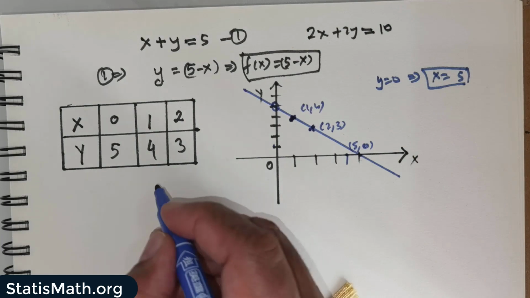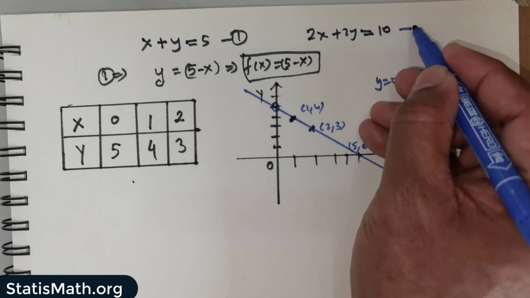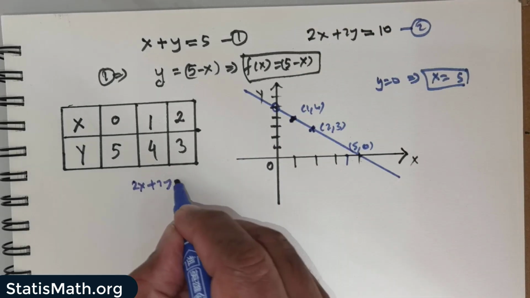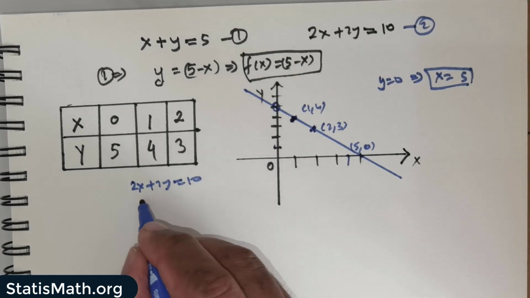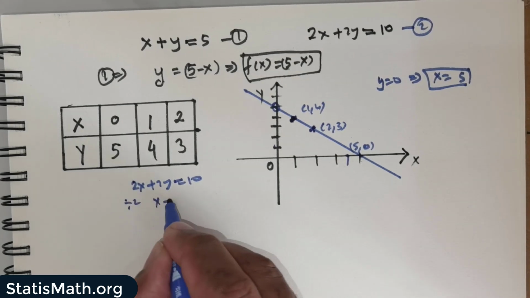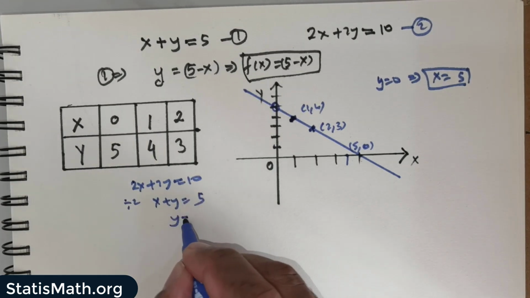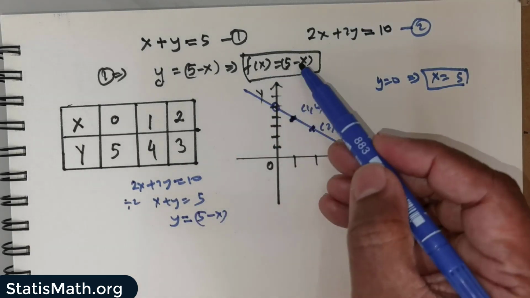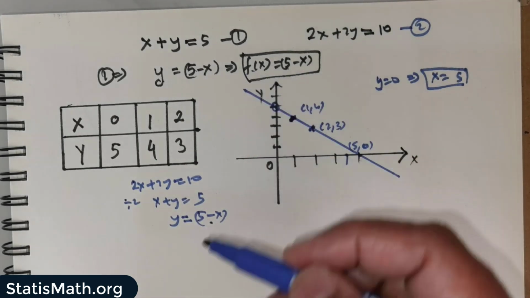Now we have another system, right? We have system 2. System 2 is 2x + 2y = 10. What is this? You have to divide by 2. You get x + y = 5. You can rewrite this as y = 5 - x. You see, y = 5 - x, y = 5 - x. You get the same thing.